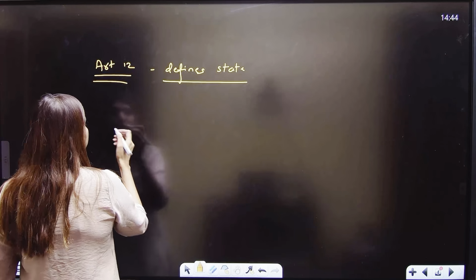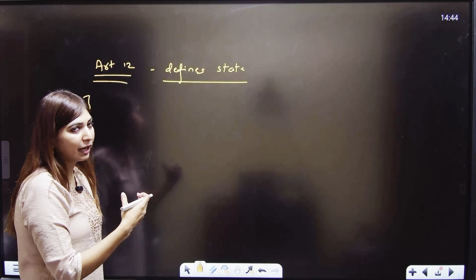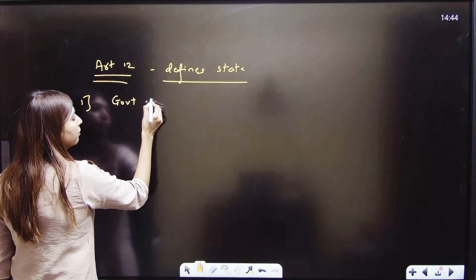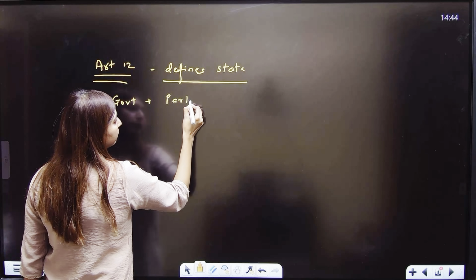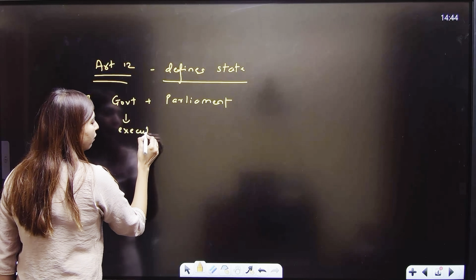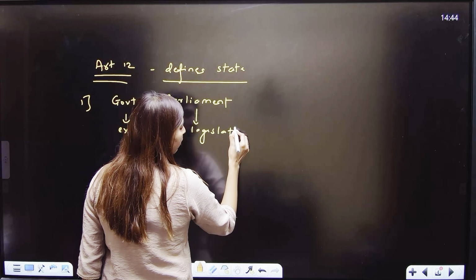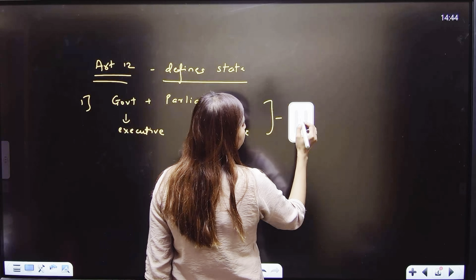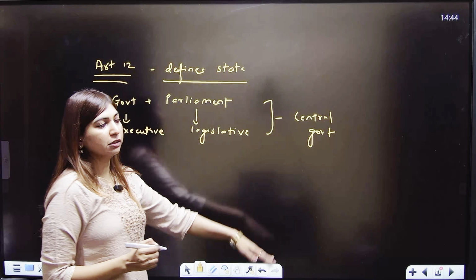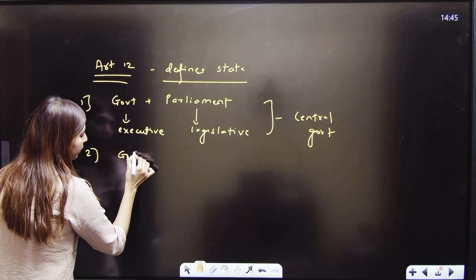First of all, we'll start defining this, and we have to remember it, so it is better to understand it, and then it will be easy to remember. In this, government plus parliament. So what is a government? Government is your executive body. This is your legislative body of the central government. Now when we are talking about the central government, on the same line we can say the state government also.